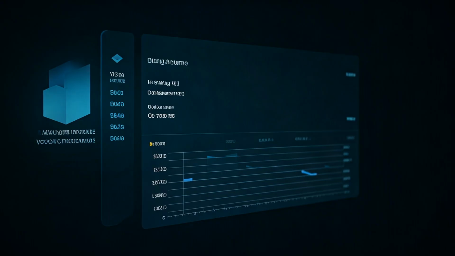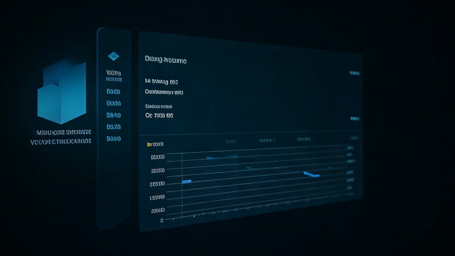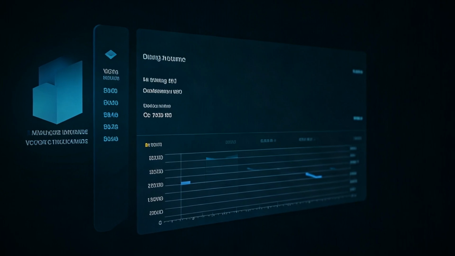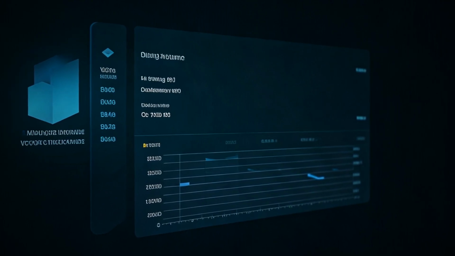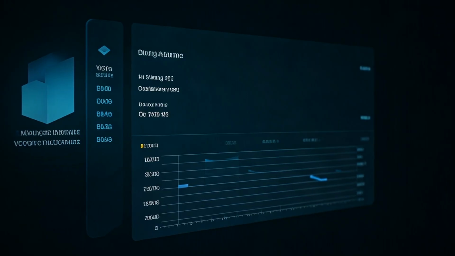I have seen this pattern 3 times this year. Team picks Pinecone before they have 1,000 documents. Infra bill hits $400 a month to search a corpus that fits in 12 megabytes of memory. NumPy would have been free.